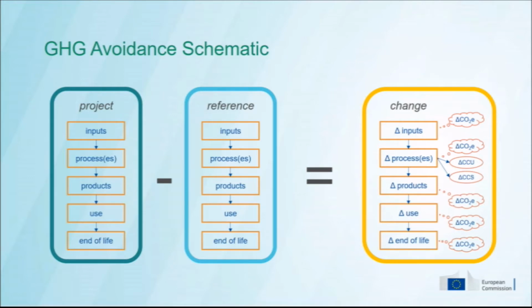So, the greenhouse gas avoidance schematic. We've already seen an introduction to this earlier. We're talking about the project, which is the green hydrogen, and the reference, which is the existing EU ETS benchmark, and comparing the two will give us the change. Next slide, please.